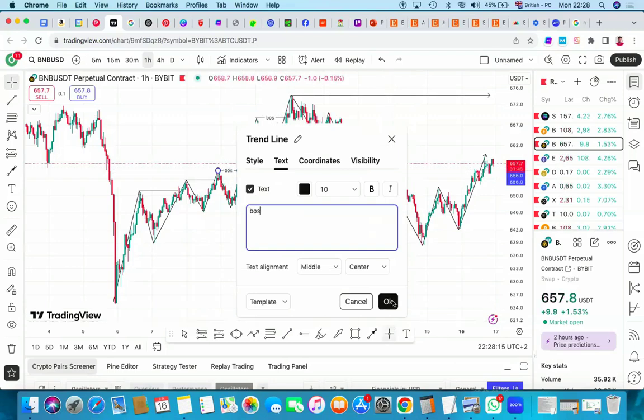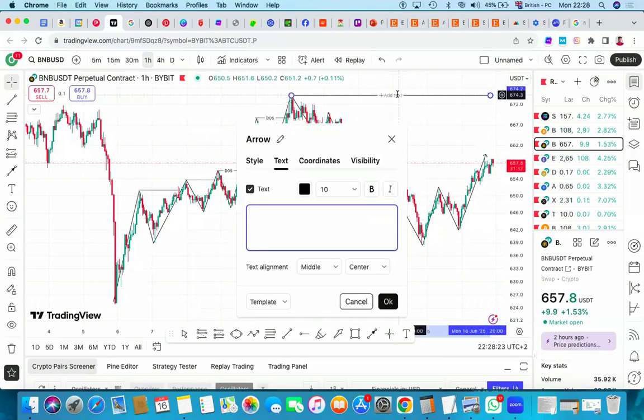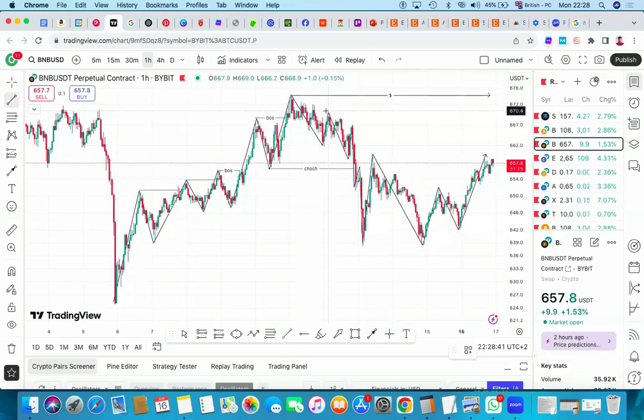Let's be interested in these last two structures that were breaking to the upside, right? So here we have liquidity up here that we should be targeting. So yeah, I'll just mark that out with this. So now what the market started to do after it created this structure and was unable to break it out, it started to create structure, breaking structure to the downside. So the market started to create a downtrend.